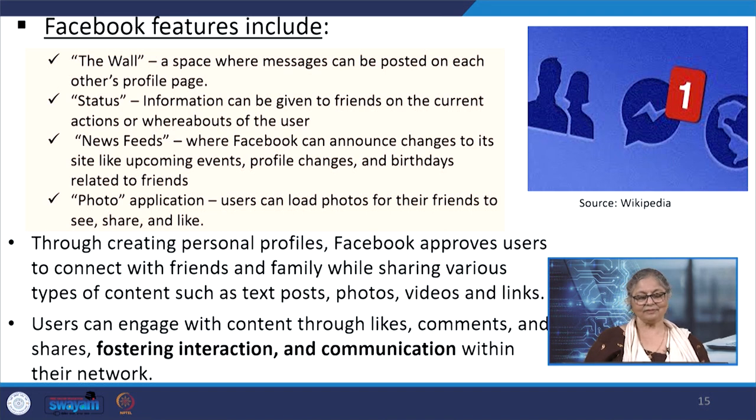And users, as we know, can connect by liking a message, by commenting on it, by sharing, fostering interaction and communication within their network. What makes Facebook a great place for professional networking is its wide reach. Through creating personal profiles, Facebook allows users to connect with friends and family while sharing various types of content such as text posts, photos, videos, and links. Users can engage with content through likes, comments, and shares, etc. within this network. But the platform also offers features such as groups and events, enabling users to join communities, organize events, and follow public figures, organizations, or businesses.